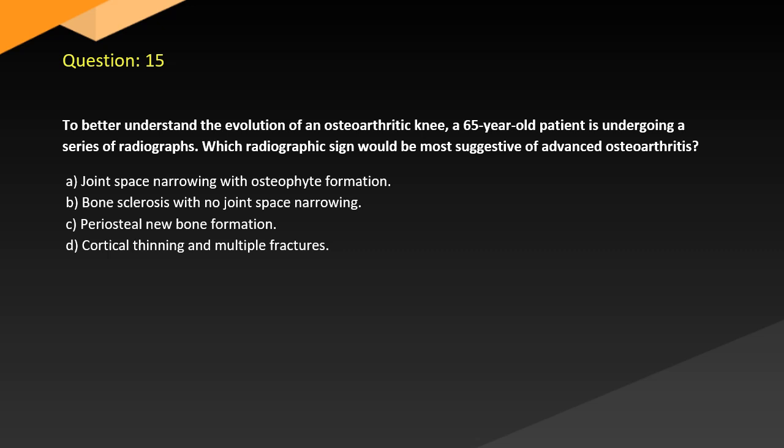Question 15. To better understand the evolution of an osteoarthritic knee, a 65-year-old patient is undergoing a series of radiographs. Which radiographic sign would be most suggestive of advanced osteoarthritis? A. Joint space narrowing with osteophyte formation. B. Bone sclerosis with no joint space narrowing. C. Periosteal new bone formation. D. Cortical thinning and multiple fractures.